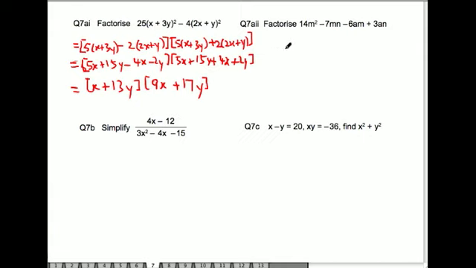In question 7a part 2, we have 4 terms, which means that this is a factorization by grouping. In the first group, the common factor is 7n. And in the second group, the common factor is minus 3a. Note that the terms in brackets must be the same so that we can factorize it.